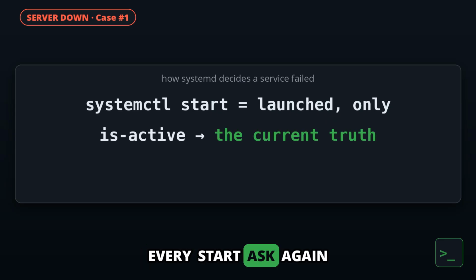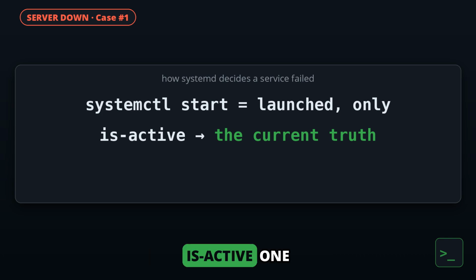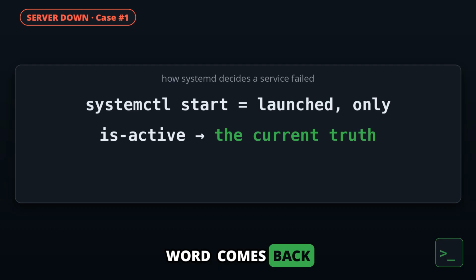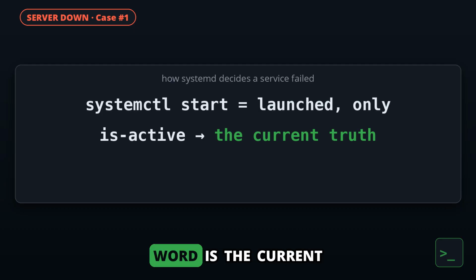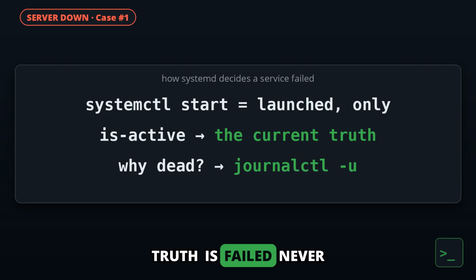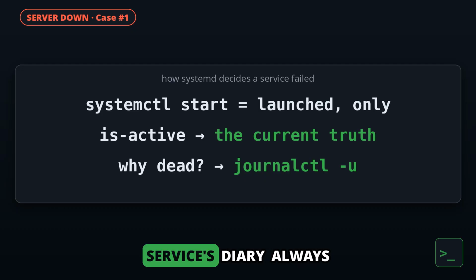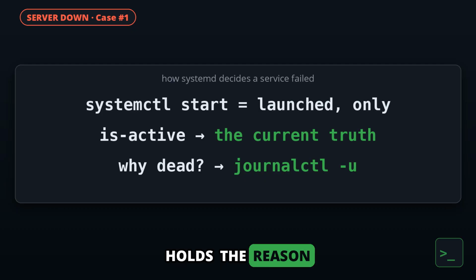So after every start, ask again, is-active? One word comes back, active or failed. That word is the current truth, not the launch report. And when the truth is failed, never guess. journalctl -u, the service's diary, always holds the reason. Read it top down, find the last error, take your next step.